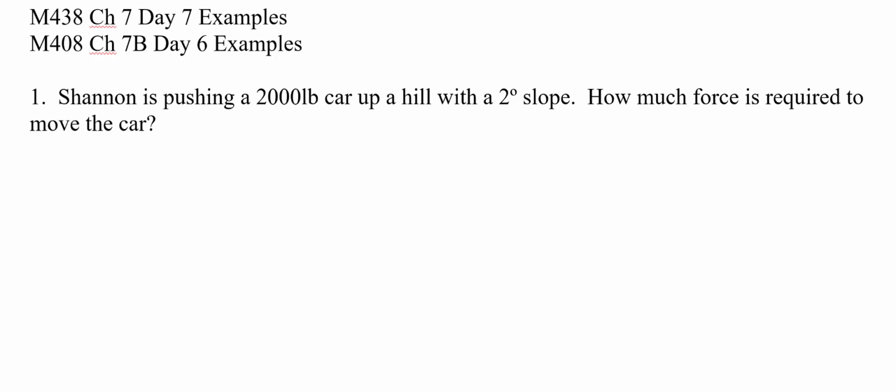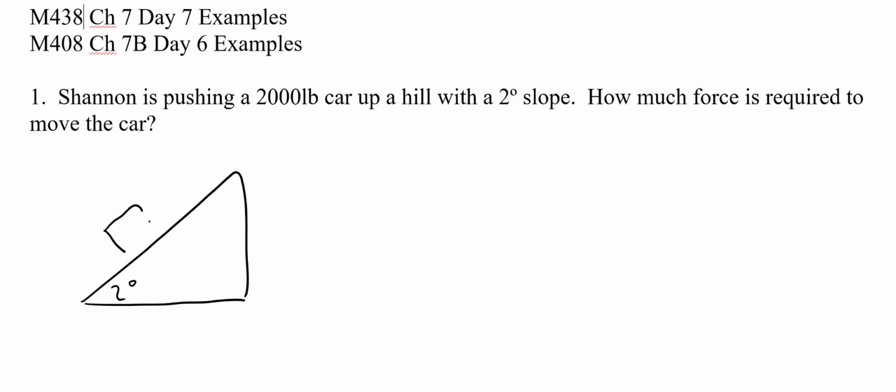Okay, so Shannon is pushing a 2,000-pound car up a hill with a 2-degree slope. So I'm going to sketch a quick picture here. This is 2 degrees, and I'm not very good with drawing things, so that's a car. Ooh, it's a very sleek looking car. And by the way, this is a right angle here. But you have to draw more than this.